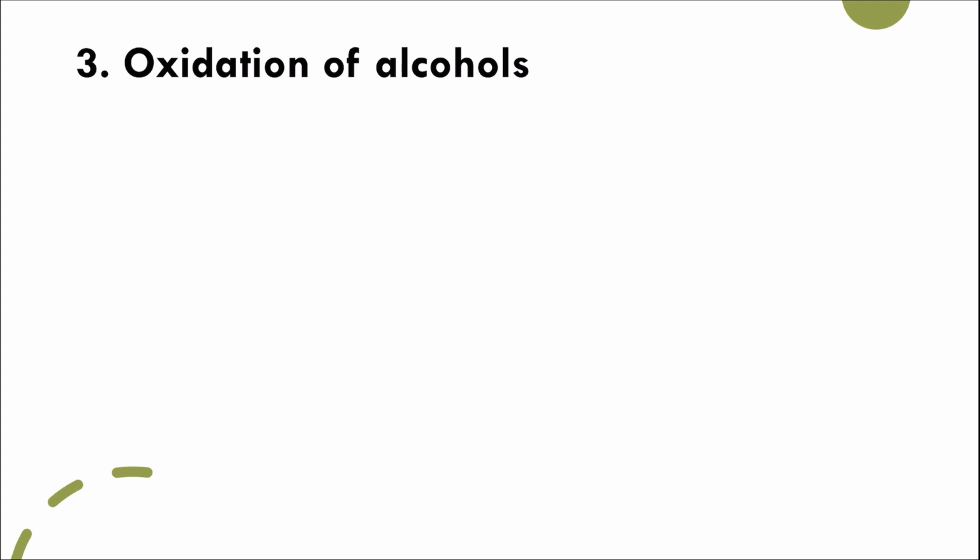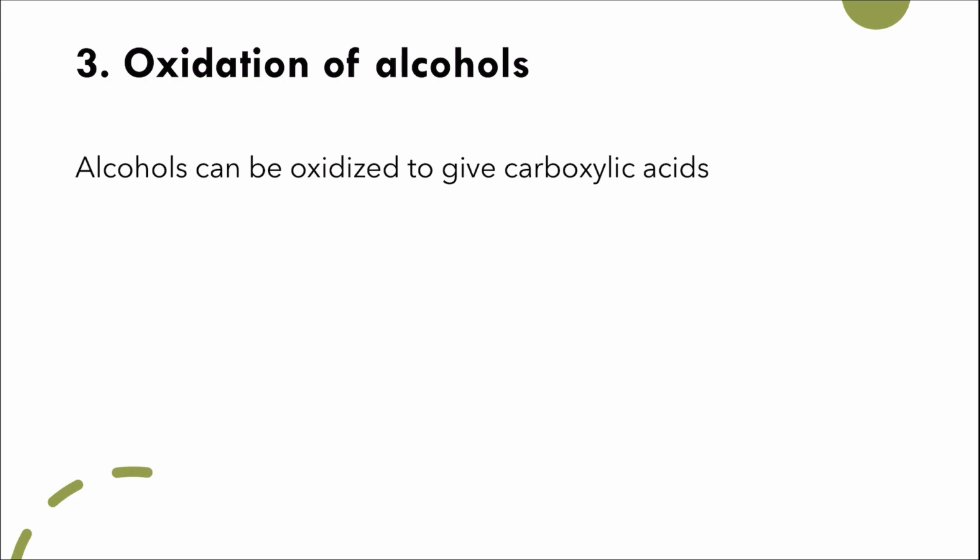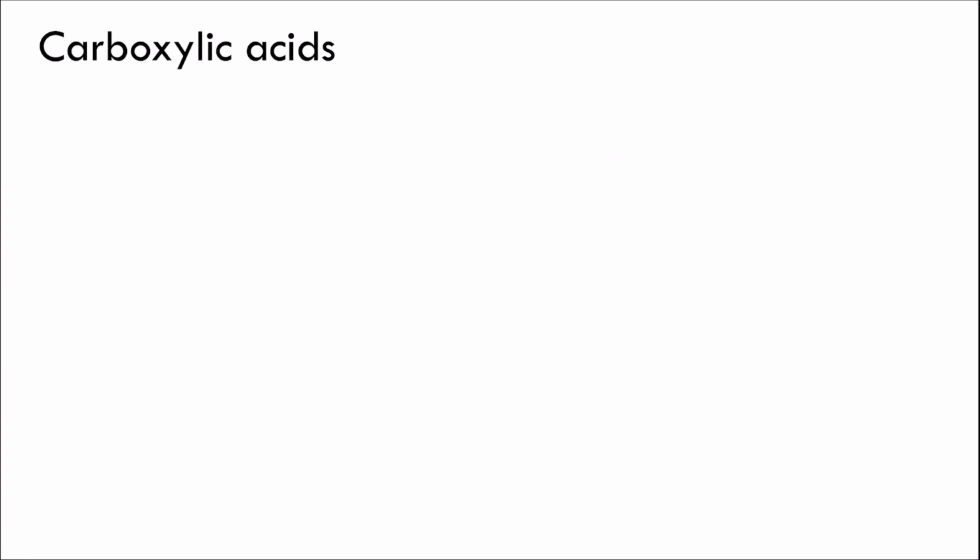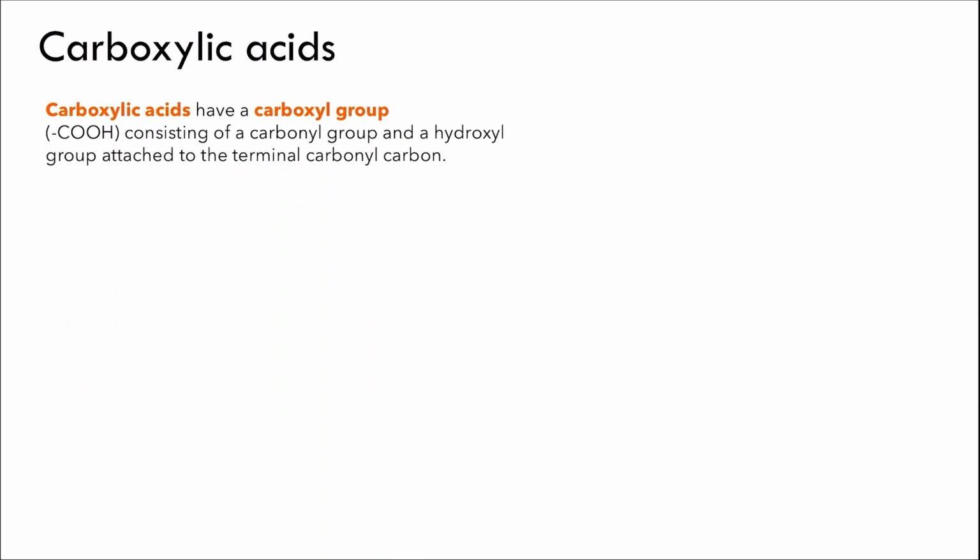The third reaction of alcohols is the oxidation. We said that in presence of oxidizing agent, alcohols can be oxidized to give you carboxylic acid. Carboxylic acid is another class of organic molecules that can be represented by a homologous series. Carboxylic acids have a functional group of a carboxyl group. So the functional group of carboxylic acid is this group, which is the carboxyl group.